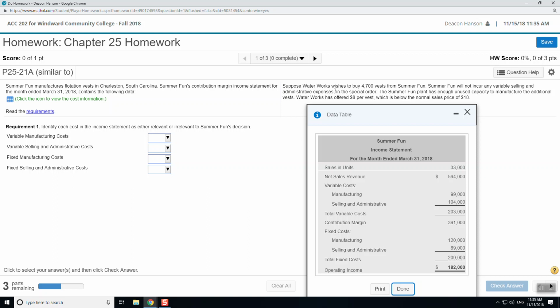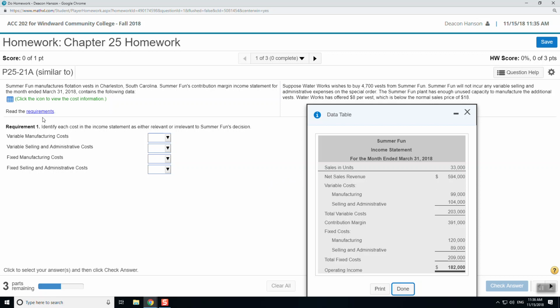Okay, so let's see what the problem's asking us. It says, suppose Waterworks wishes to buy 4,000 vests from Summer Fun. Summer Fun will not incur any variable selling and administrative expenses on the special order. The Summer Fun plant has enough unused capacity to manufacture the additional vests. Waterworks has offered $8 per vest, which is below the normal sales price of $18. Okay, so we have to make this decision on whether we should take the special offer or whether we shouldn't. So they have all these different scenarios in this chapter about these short-term business decisions.